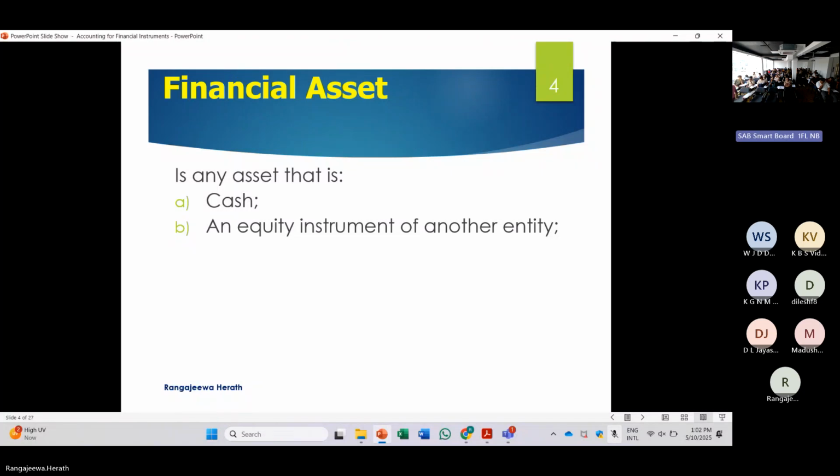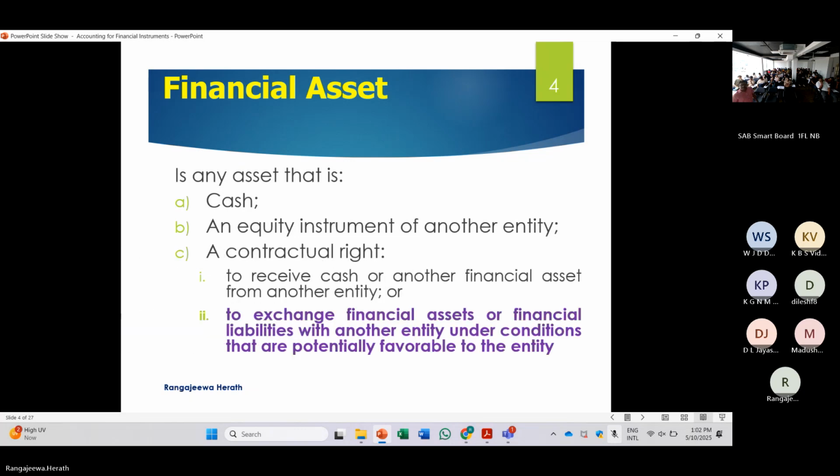Equity instrument of another entity. Contractual right to receive cash. It's a financial asset. Give me an example. I have a contractual right to receive cash, so it's a financial asset. So then what is the asset? Contractual right to receive cash.